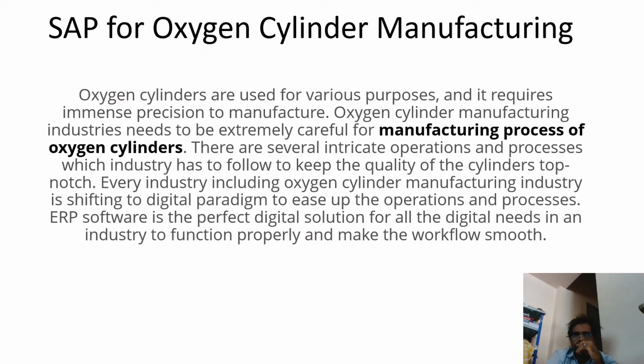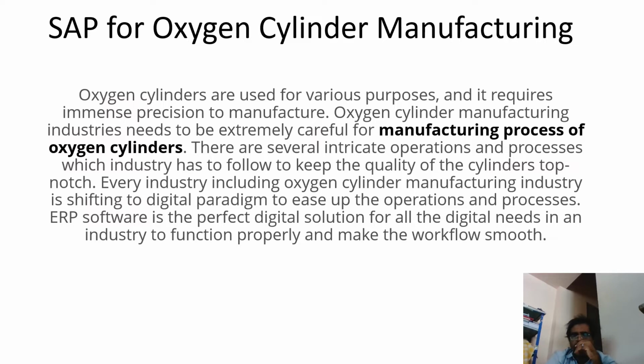Today we would like to discuss SAP for oxygen cylinder manufacturing. Oxygen cylinder demand is very critical in hospitals, especially for corona patients and asthma patients. It is also used for recreation, say for scuba diving, and in ambulances for giving first aid before taking patients to hospital. In an ambulance it is much required. So oxygen cylinder demand is always there.